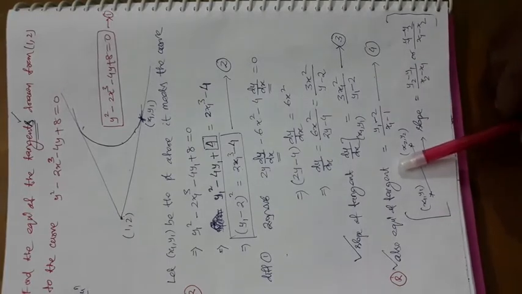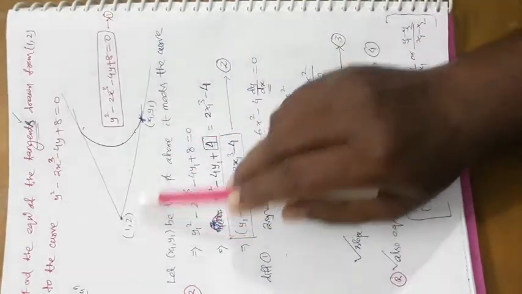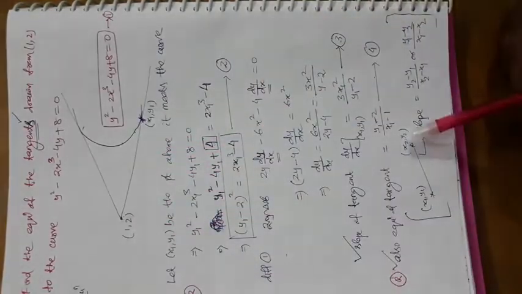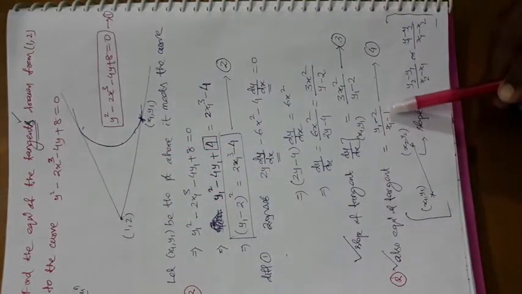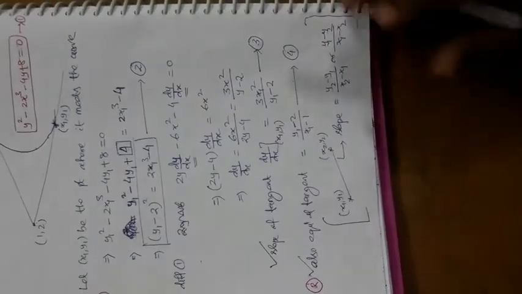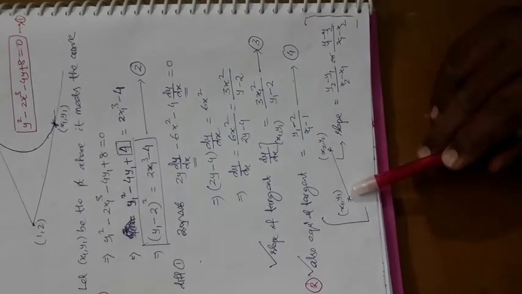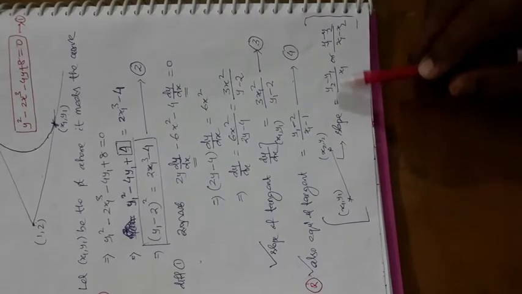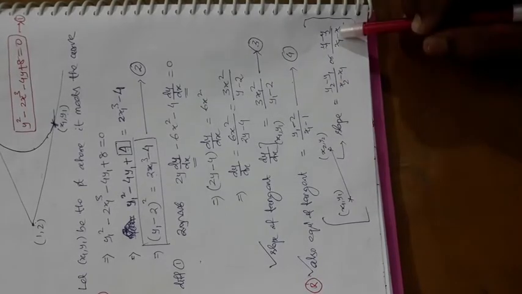Also, the slope of the tangent is y1 minus 2 by x1 minus 1, because there is a formula: when you join x1 y1 and x2 y2, you know the slope is y2 minus y1 by x2 minus x1.